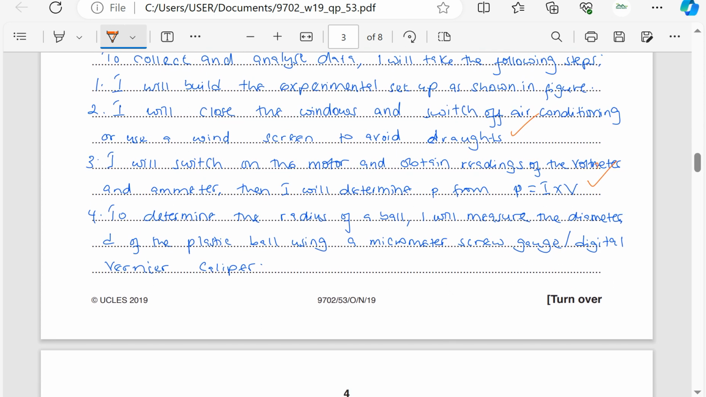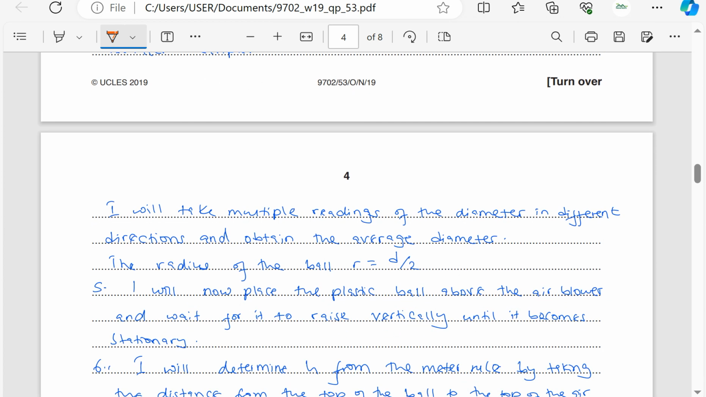To determine the radius of the ball, I will measure the diameter D of the plastic ball using a micrometer screw gauge or a vernier caliper, but it should be digital. If you choose a vernier caliper, it should be digital because the manual vernier caliper is less precise. I will take multiple readings of the diameter in different directions and obtain the average diameter. So you told us how to find the average diameter and then give a conclusion for the radius.